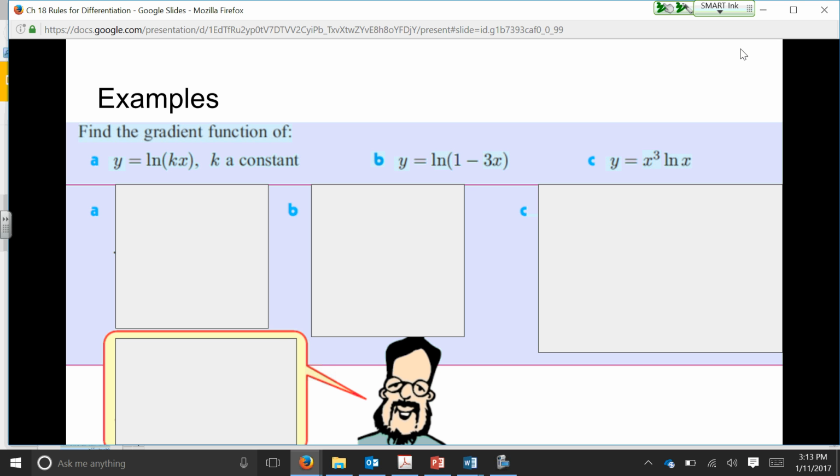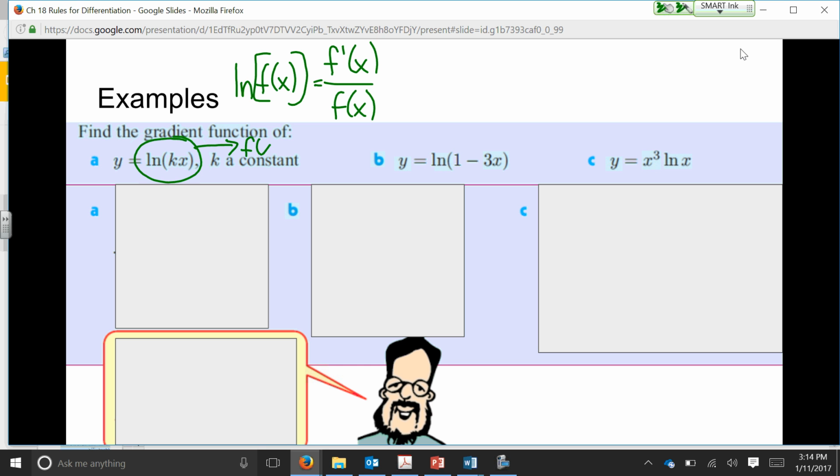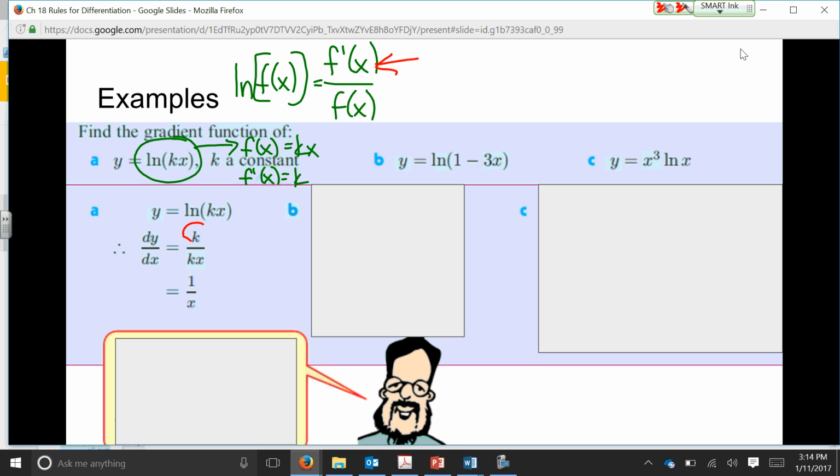Now, let's go ahead and take a look at this natural log of kx. Well, this is more than just the natural log of x. So we want to think back. What did we just say? We said the derivative of the natural log of f of x is f prime of x over f of x. So when I look at this first function here, what is f of x? F of x is equal to kx. And what, therefore, is f prime of x? Well, it's just k, right? So we can just go ahead and plug into that equation and say it's f prime of x, which is k, over f of x, which is kx. The k's cancel, and you're just left with 1 over x.